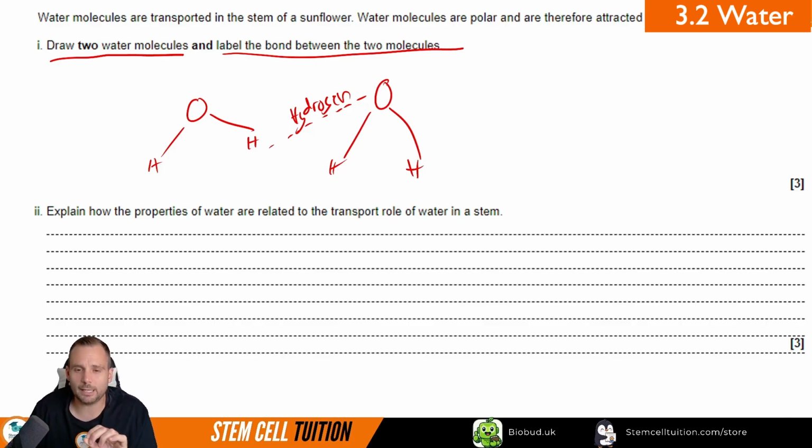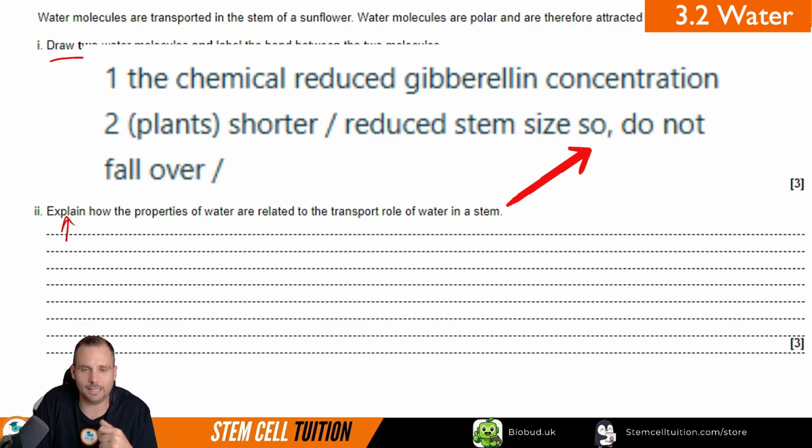Now we've got an explain question. When you get explain questions, you want to say why and how things happen. Give as much detail as you can. Often mark schemes will say something, comma, something, comma, something. So don't hold back. Don't stop here or here. Try and give as much detail as you can for every marking point.